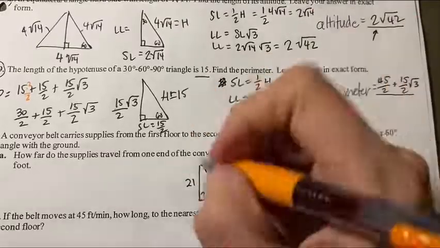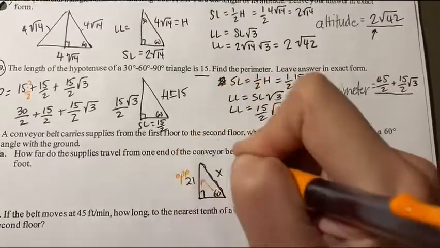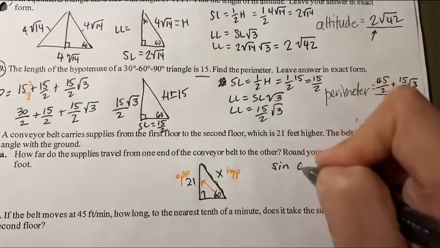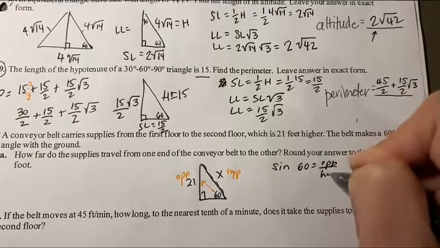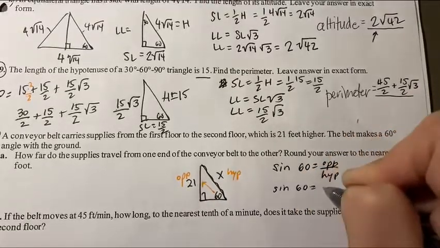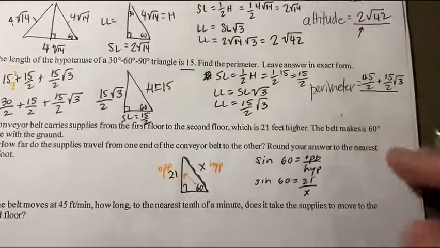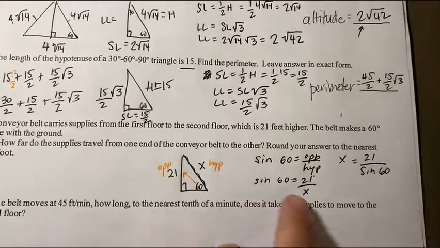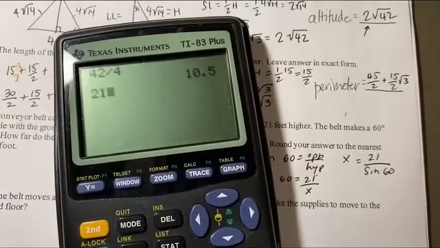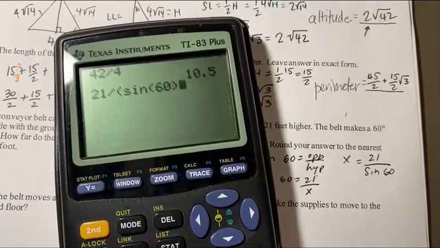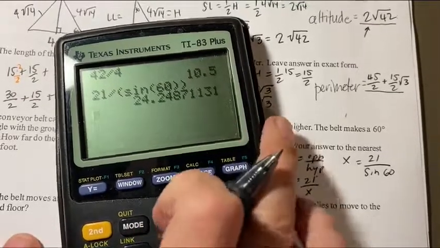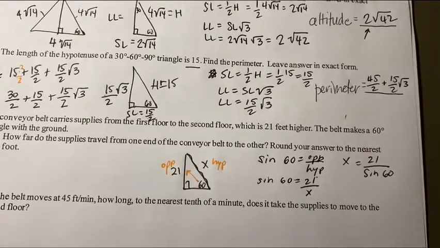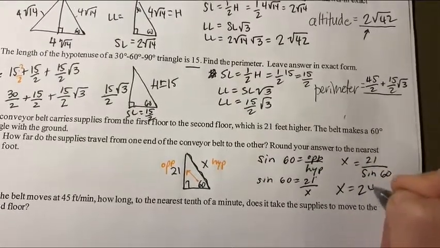So let's use trig here, opposite and hypotenuse, right? So the sine of 60 is opposite over hypotenuse. So the sine of 60 is 21 over x. We see swapsies will help us solve. So x is 21 over the sine of 60. Let's figure out what that is. 21 divided by the sine of 60. 24.248. Round to the nearest foot. So 24.2, so that would just be 24.